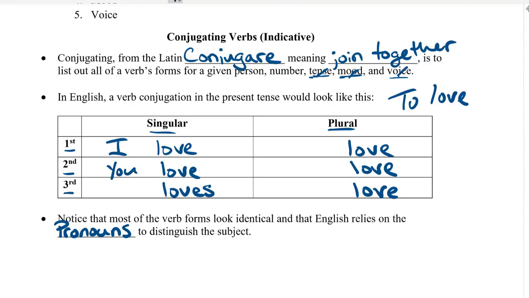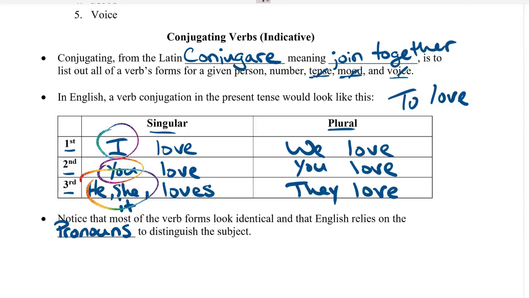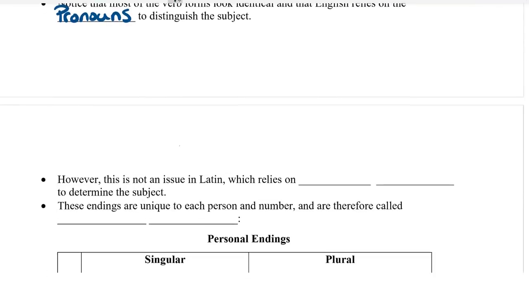So we need that I, or we need that you, or we need that he, she, or it, right? We need we, you, and they. And we need those in English. We rely on those in order to get our meaning. Okay, and without these, we can't actually understand what's going on in the sentence because our subject is not really defined. Okay, and Latin is a little bit different.